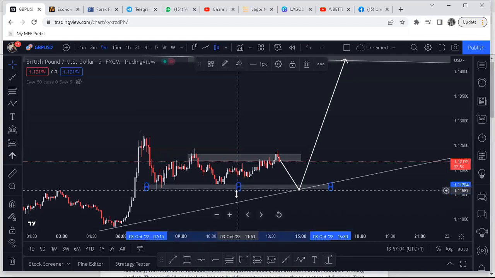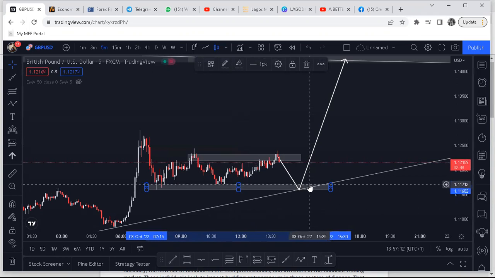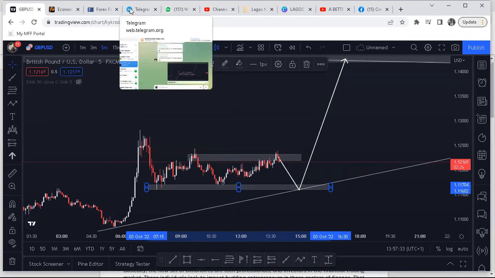Entry within 1.11712 and 1. So that's about 10 pips entry. Entry is anywhere within 10 pips. Pick your struggle. You will not struggle in Jesus' name. Pick your best bet and jump in on the trade.